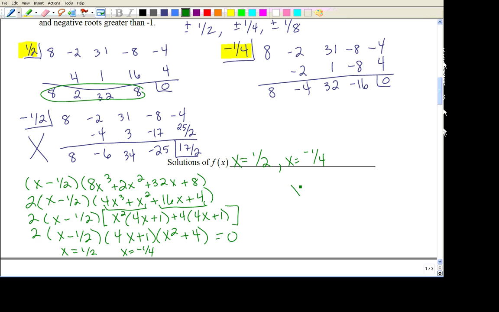But then for this x squared plus 4, when I solve for x, I'll subtract the 4, so I'll get negative 4. So when I take the square root of both sides, I get x equals plus or minus the square root of 4, which is 2, but then that negative means we've got 2i. So as it turns out, we have 2 complex imaginary solutions, which will complete our 4 solutions required for this quartic polynomial. So we have solutions of 1/2, negative 1/4, and positive and negative 2i.